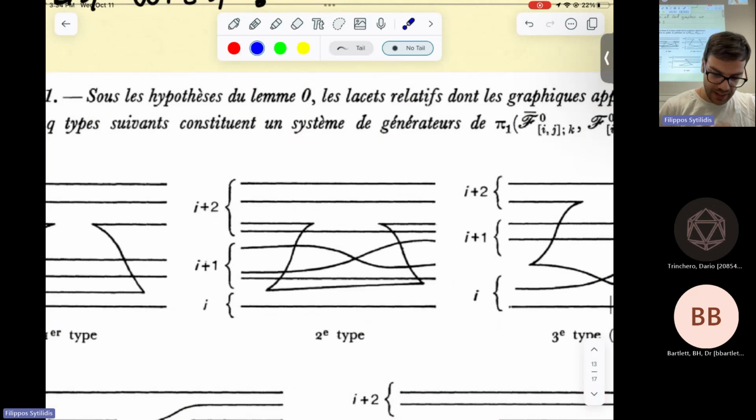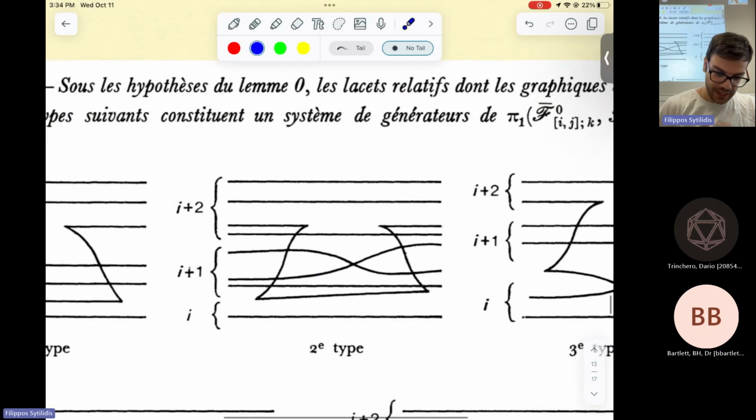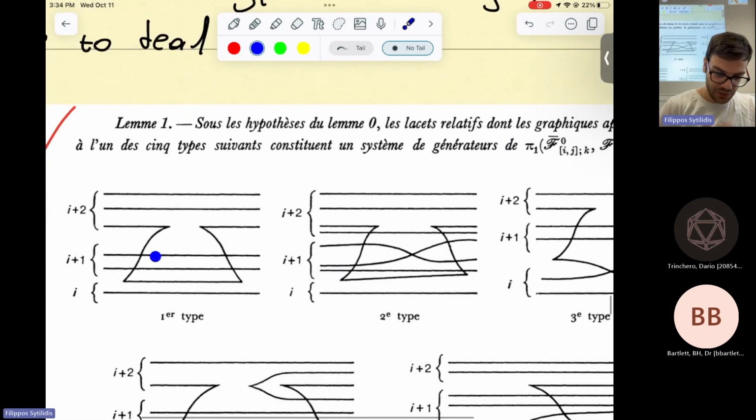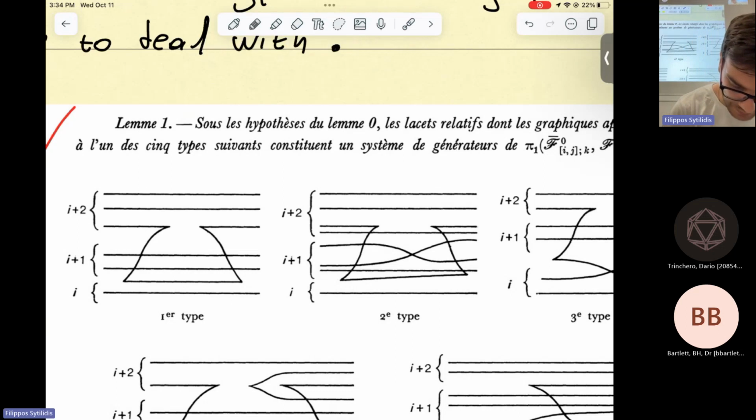The second type is this. So the second type reduces to the first type. Can you see how? Or I should say, it's like you're taking this crossing and you are using a Reidemeister 3 move to push it away.